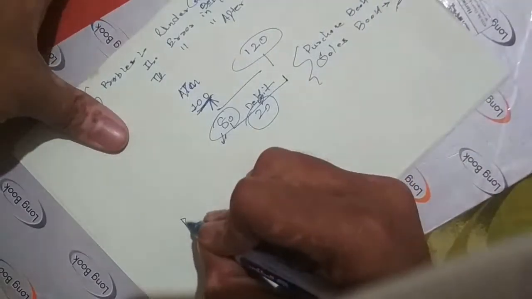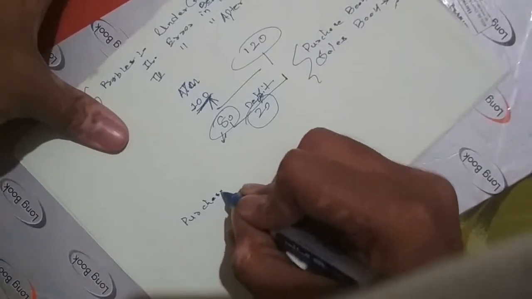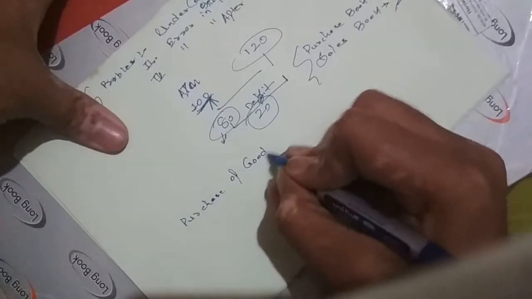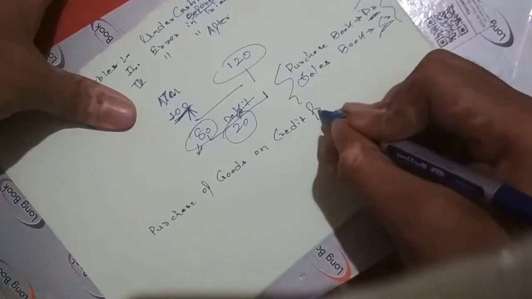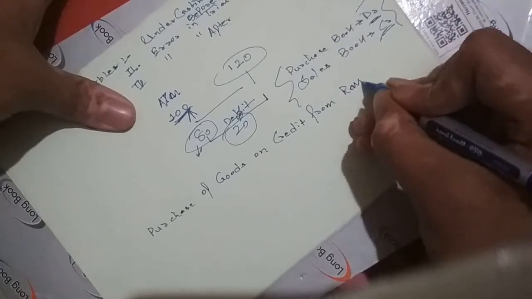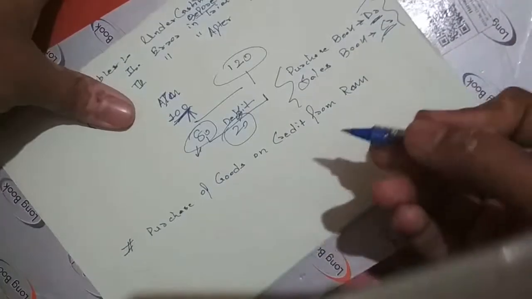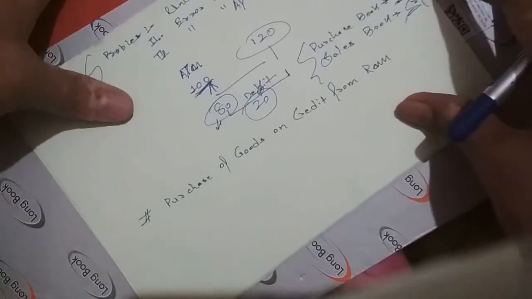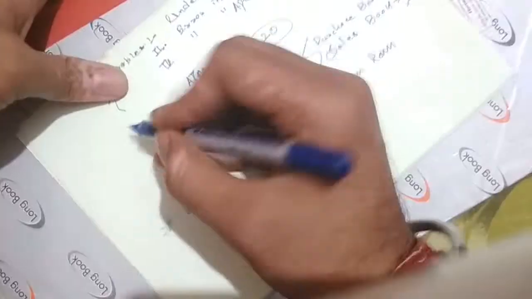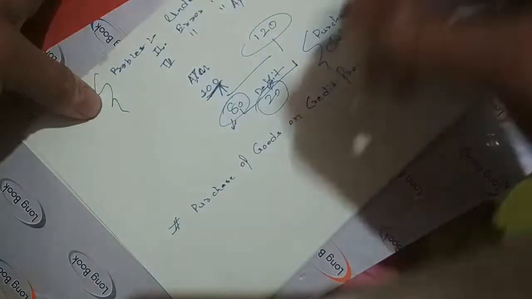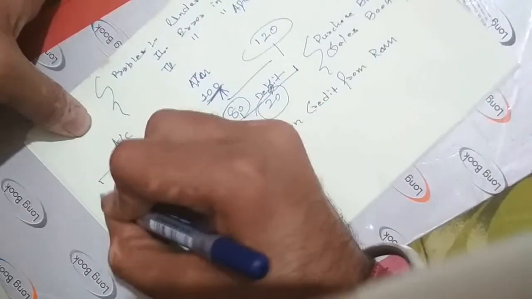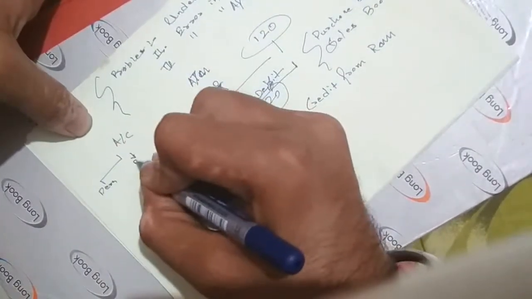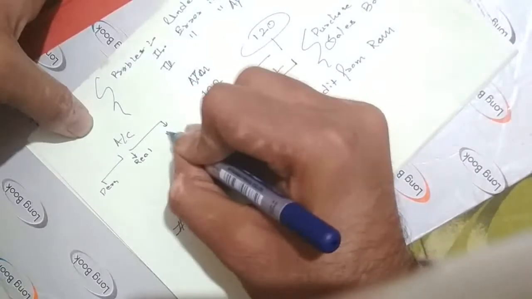Let's say: purchase of goods on credit from Ram. This is a statement, and you need to make the journal entry of this. I told you one basic rule which you need to remember every now and then when you are finding the journal entries. The accounts are of three types: personal, real and nominal.